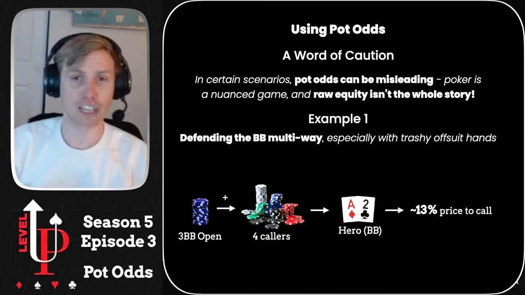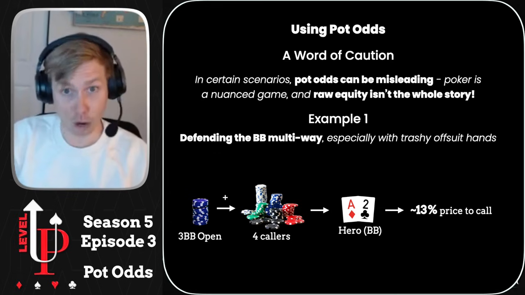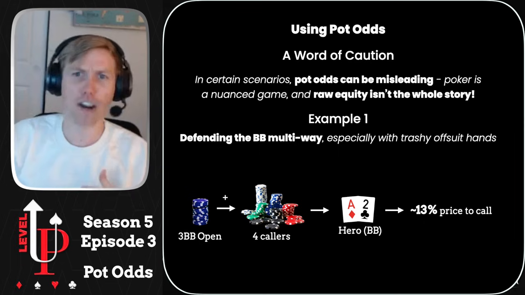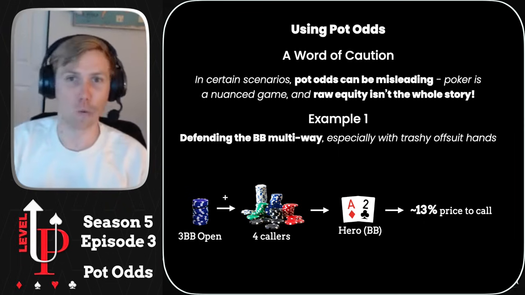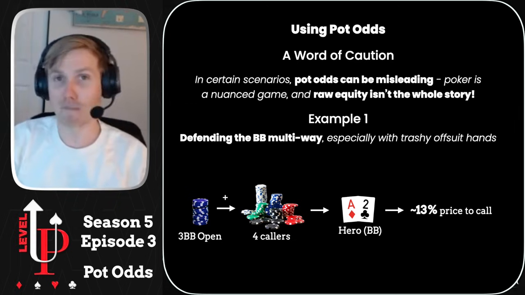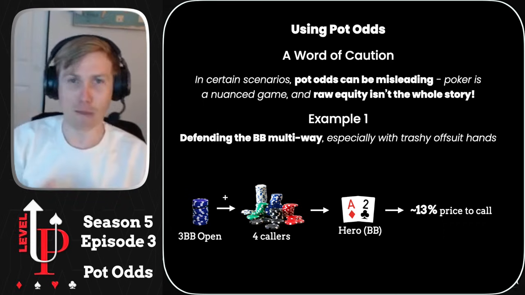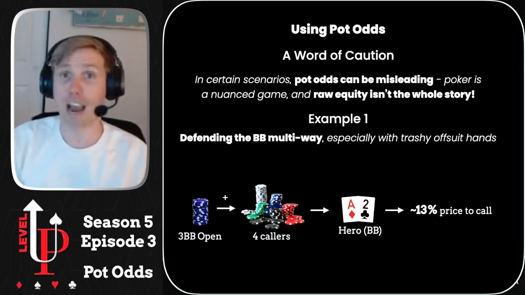And you again look at your ace-2 offsuit and you think, I have an ace. I only need 13% equity to call in this scenario. This has to be an easy call. How can I not call when I'm getting such an amazing price? It's really easy to get sucked in when your price to call is so low like this. If you play live poker, you're going to see a lot of your opponents make this exact mistake, and they may even comment while making the call that they're getting such amazing pot odds and how can they fold.